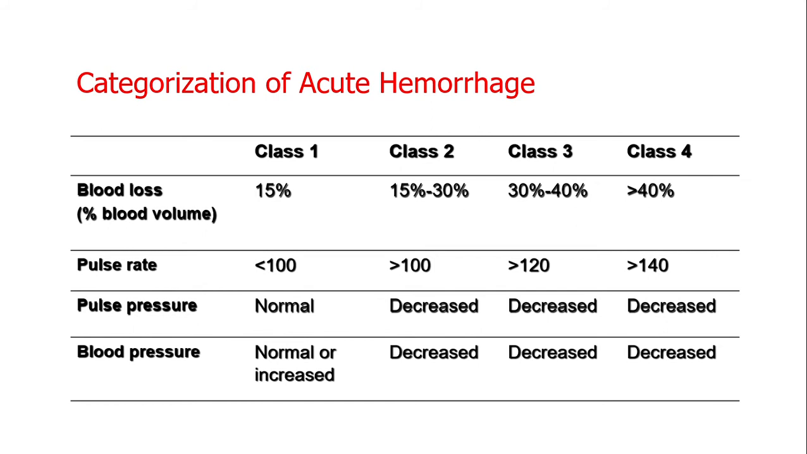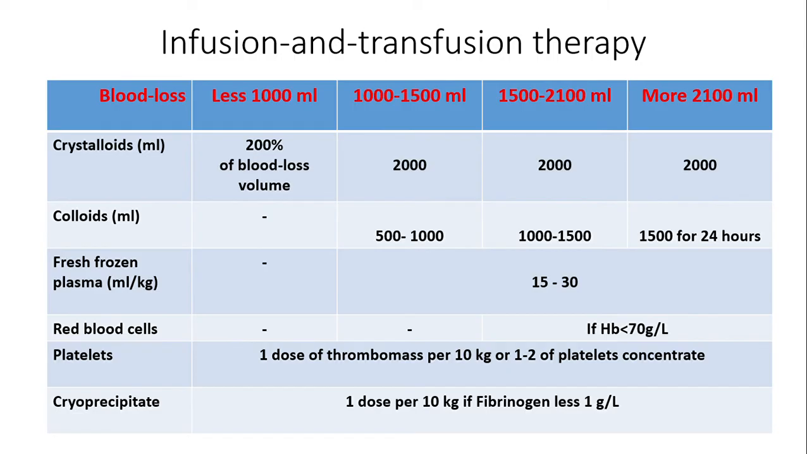On this table you see we have 4 classes of blood loss, of hemorrhage. Usually it's a percentage of the volume inside of the woman. And clinical measurements of pulse rate, pulse pressure, and blood pressure all depend on the volume of blood lost. Very important to understand what you need to do in case of massive hemorrhage, how to replace the blood lost.